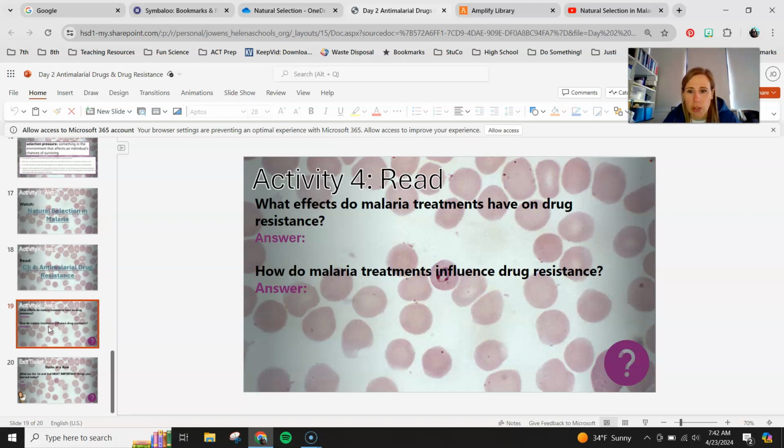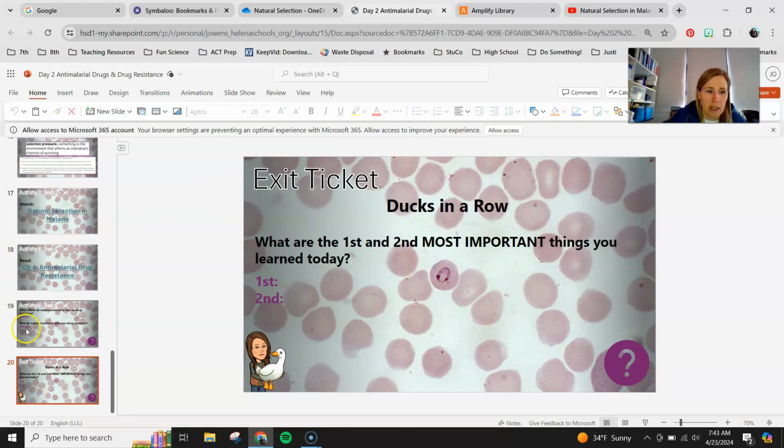What effects do malaria treatments have on drug resistance? How do malaria treatments influence drug resistance? And once you guys are done with that, you guys can go ahead and do your exit ticket. It's called Ducks in a Row. So what are the first and second most important things you learned today? So get your ducks in a row. What do you think is the first and most important thing you learned about today's assignment? And what is the second most important thing?